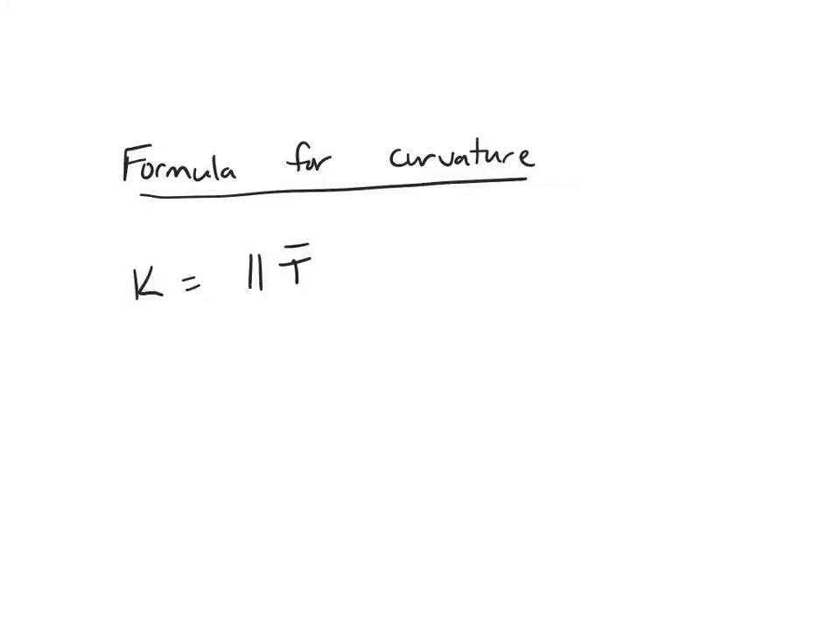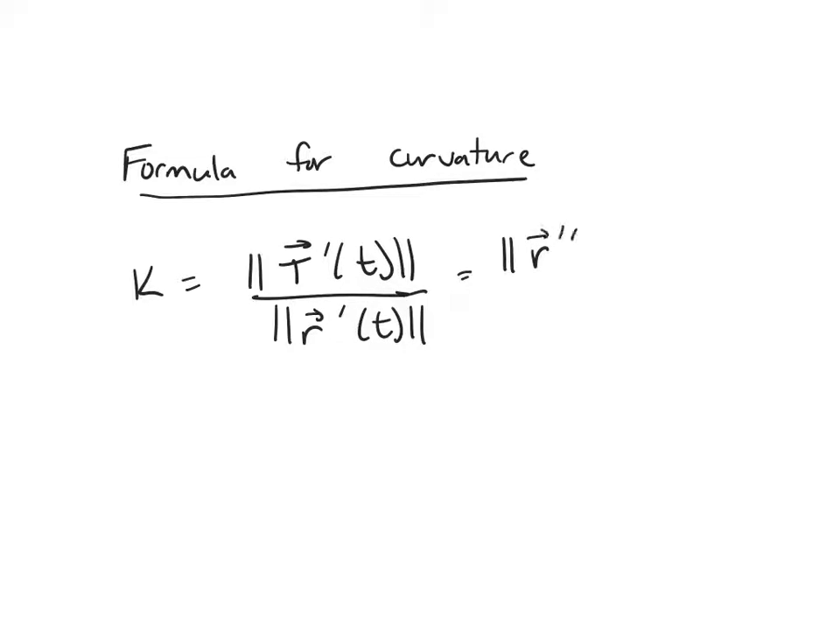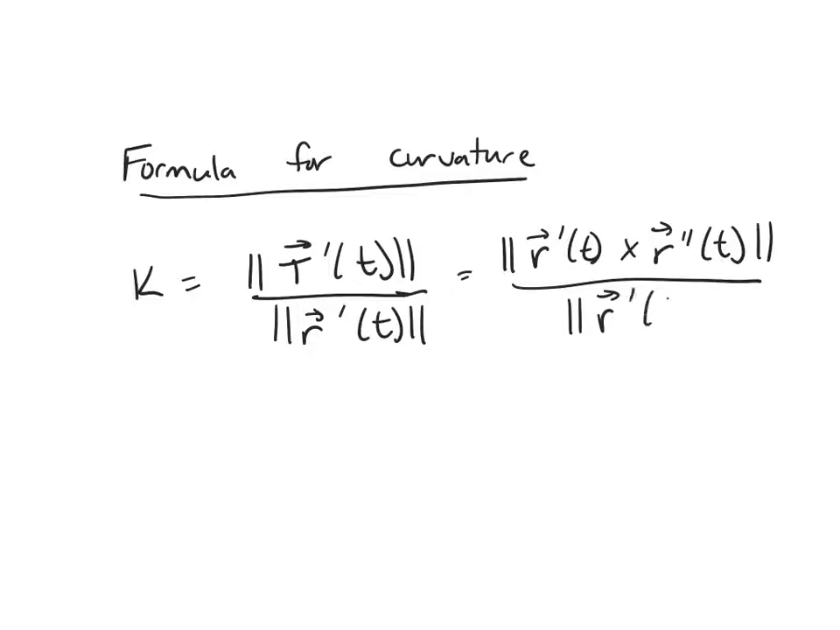The first is T prime of t over the magnitude of r prime of t. Or another way you can compute curvature is the magnitude of r prime cross r double prime over the magnitude of r prime cubed.